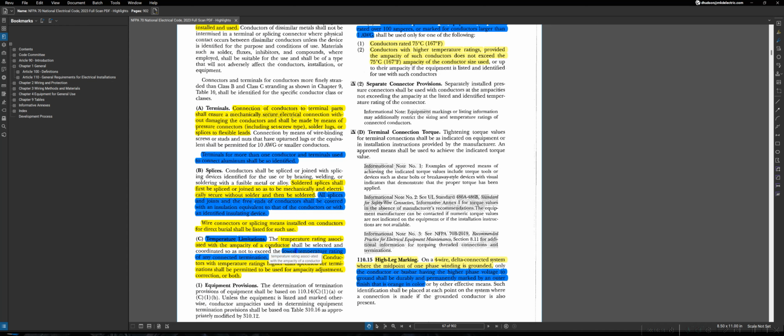110.14(C), which are these temperature limitations for equipment here, which we'll get into again once we look at our ampacity tables in later lectures. This information will very heavily relate to that.